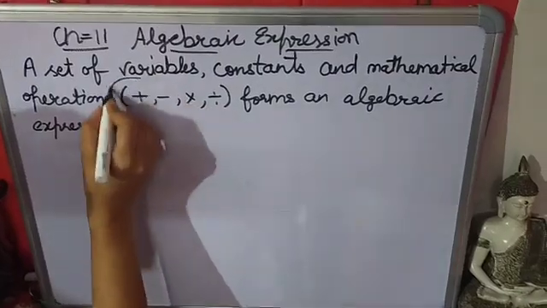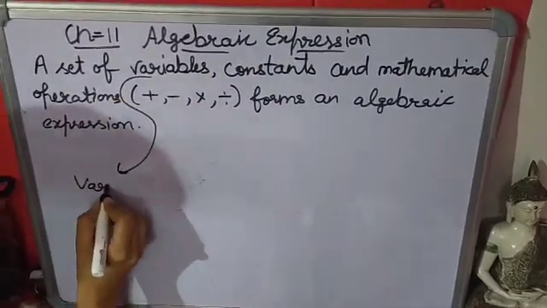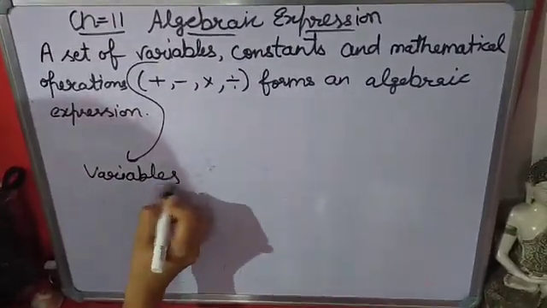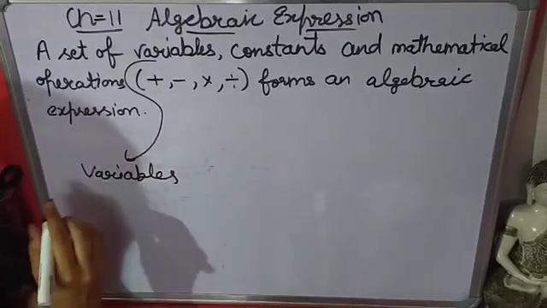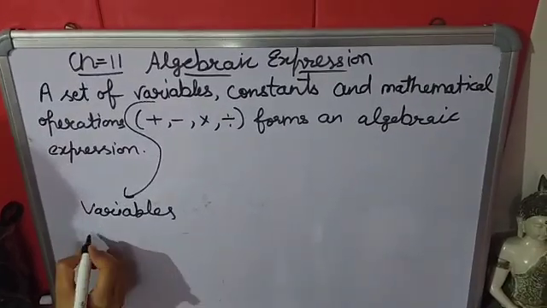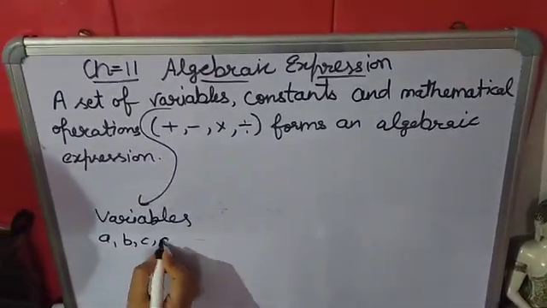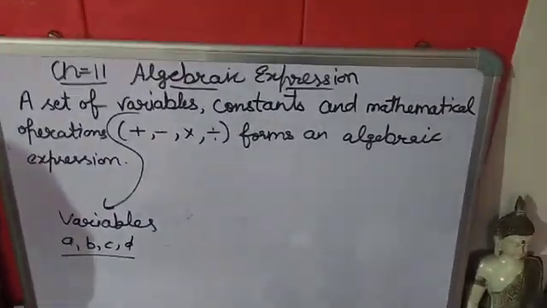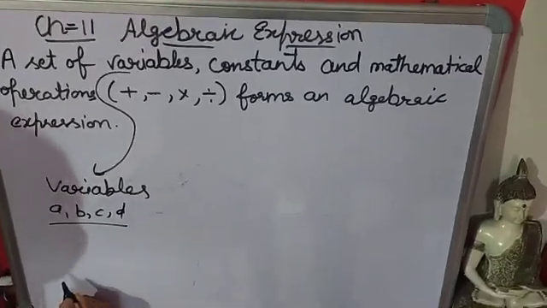What is an algebraic expression? A set of variables, constants and mathematical operations forms an algebraic expression. Now we will talk about variables. What are variables? Variables means alphabetical letters A, B, C, D. Any alphabetical letter is called a variable.